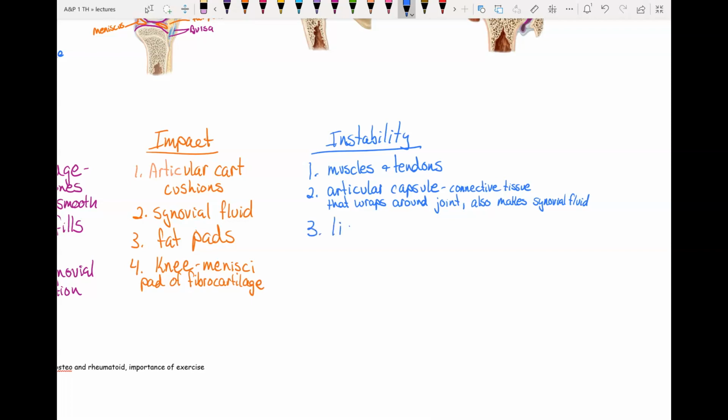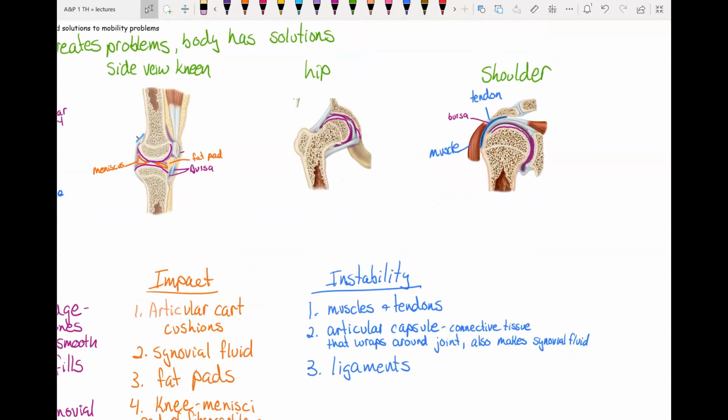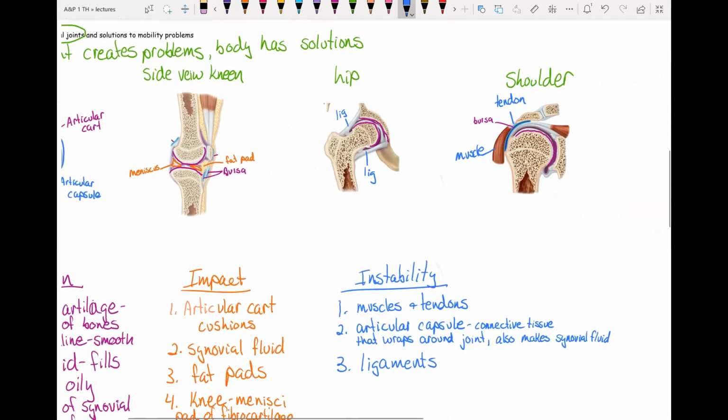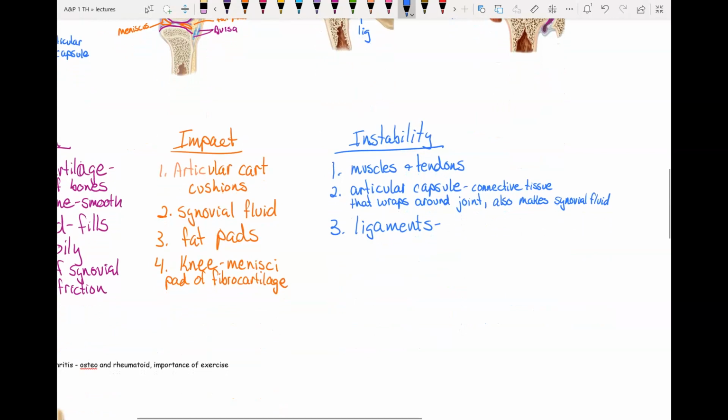Another thing that helps hold joints together is ligaments. So the difference between a tendon and a ligament is whether or not it attaches to a muscle. A tendon is attached to a muscle. A ligament just goes bone to bone. So you can see, here's an example of a ligament. Here's another ligament. There's no muscle there. It's just bone to bone. So a ligament is a strap of dense, regular connective tissue that attaches bone to bone.